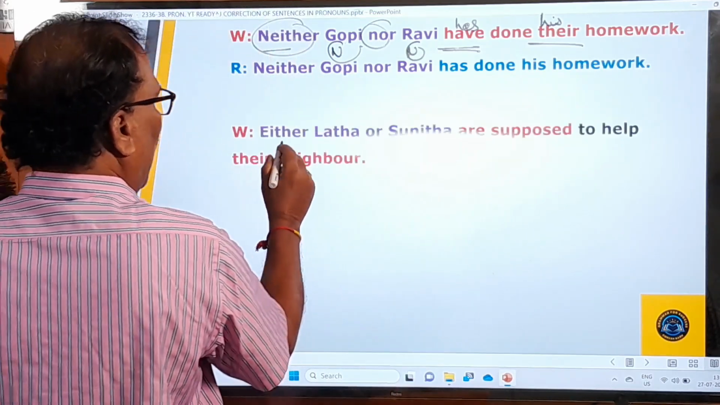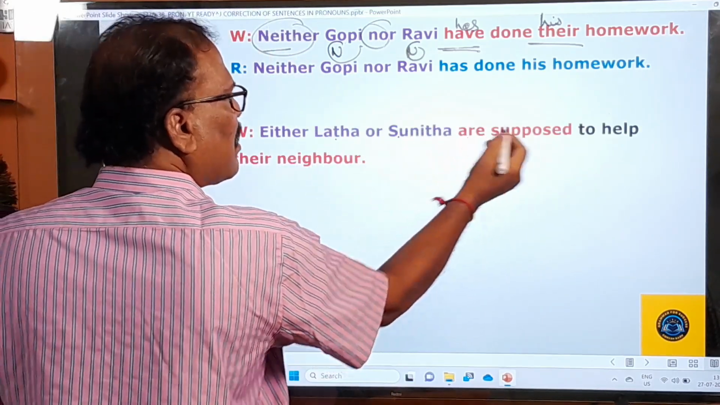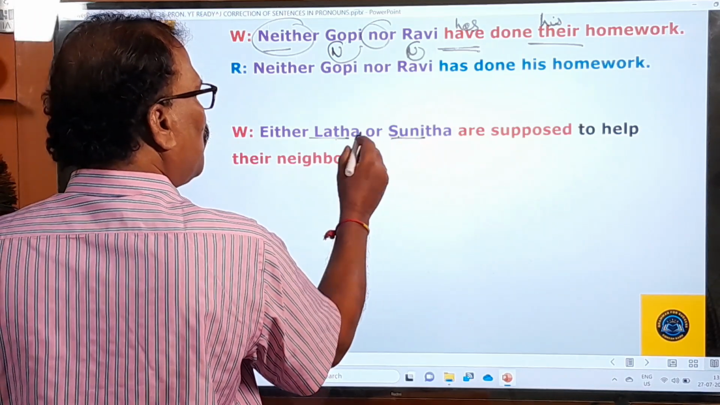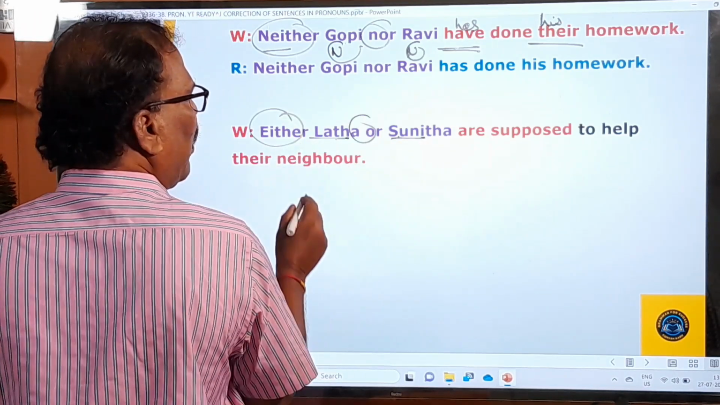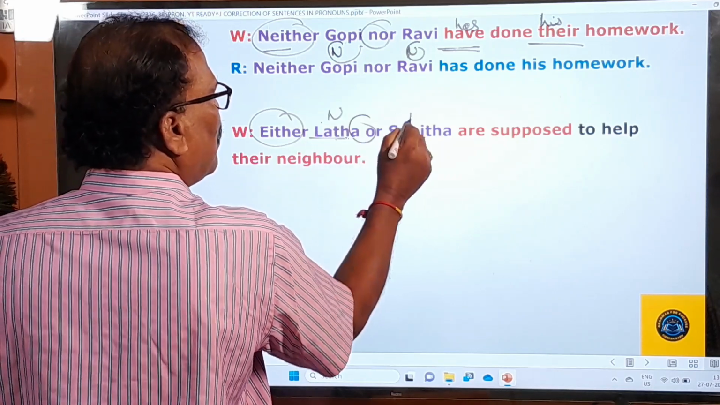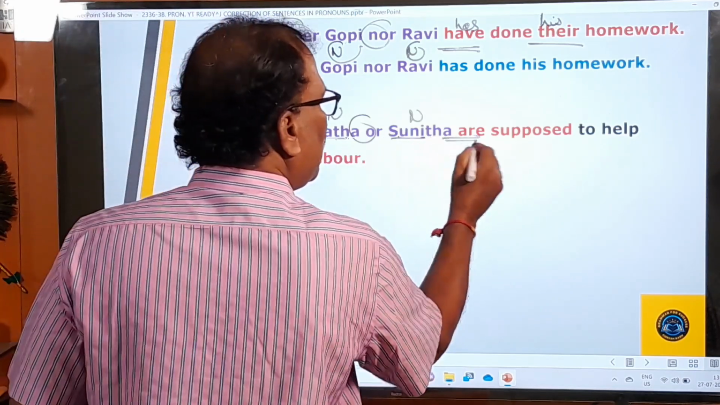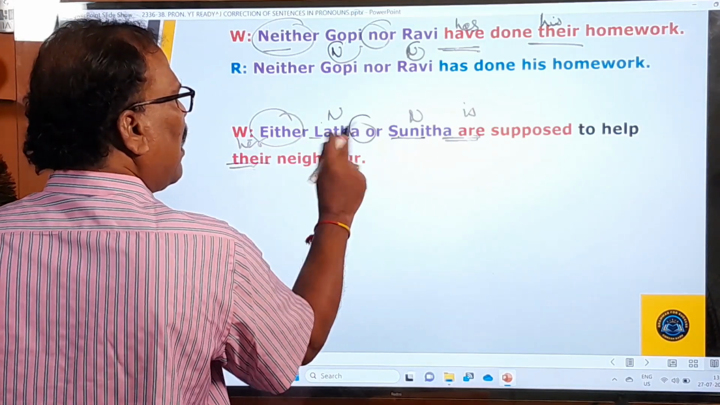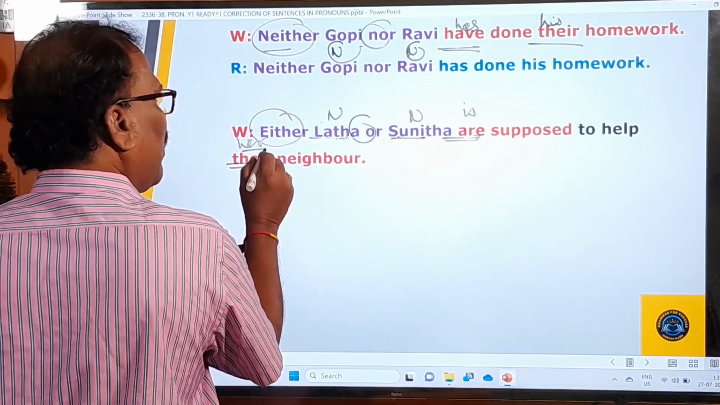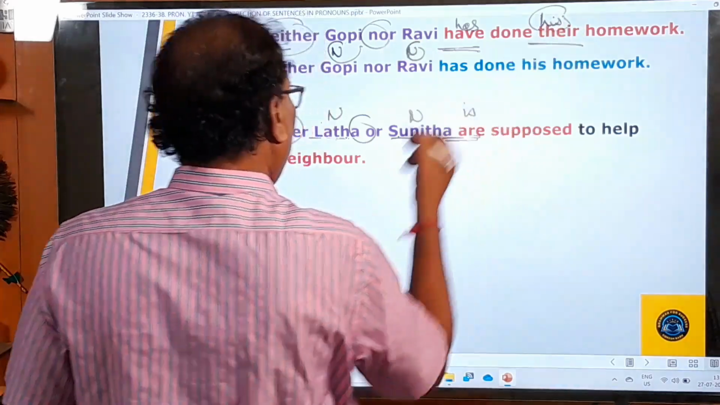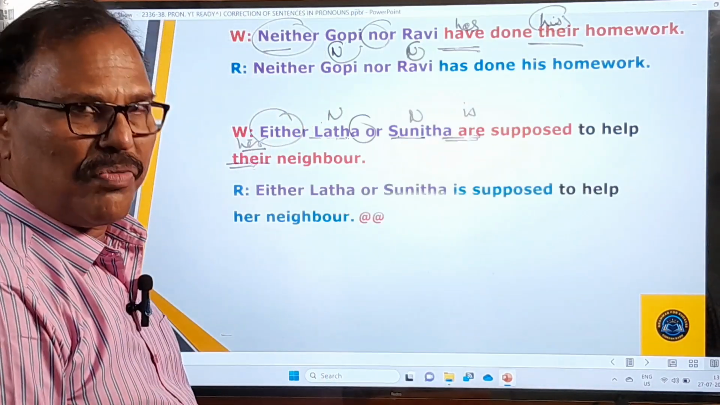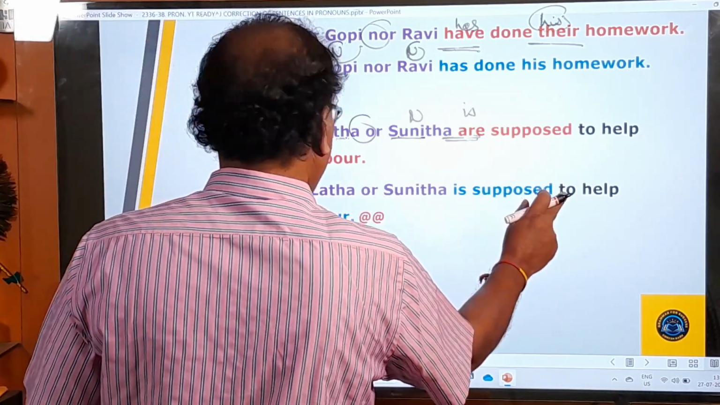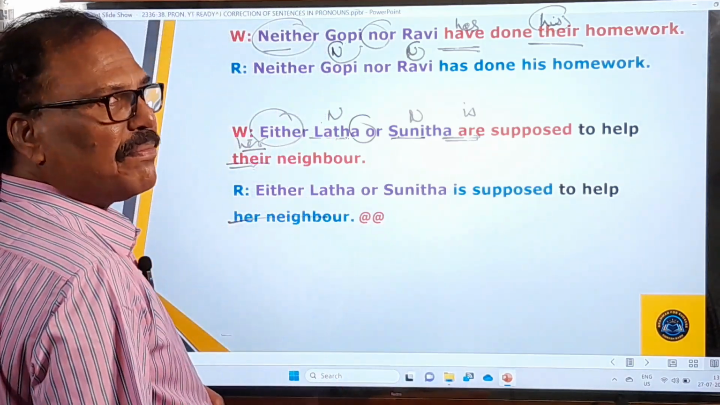Right. And in the sentence, either Lata or Sunita are supposed to help their neighbor, these two are connected by either or. Lata is a noun and Sunita is a noun. Here it is supposed to be is, and here it is supposed to be her, because we are talking about Lata and Sunita, females. If it is males, then his. According to the context only we have to use his or her. So, either Lata or Sunita is supposed to help her neighbor.